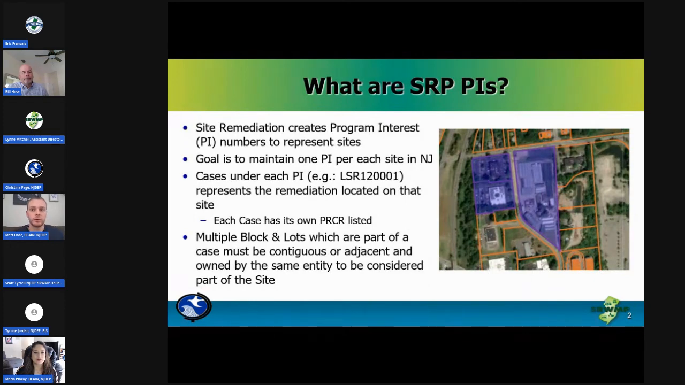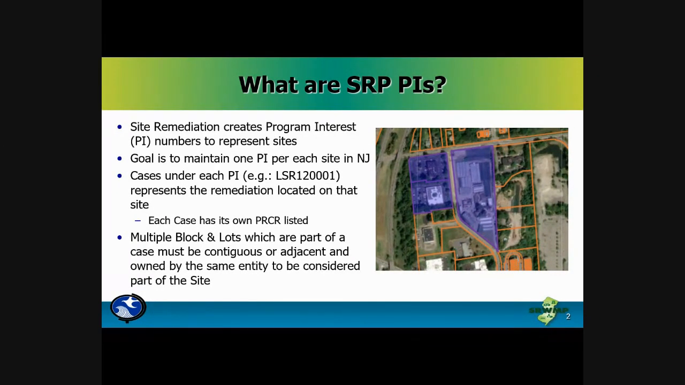So today I'm going to give you a brief overview of how we assign our PI numbers. In site remediation, PIs represent sites. They're representative locations rather than responsible parties or property owners. Our goal is to maintain one PI number per site. That PI number will contain all current and historic cases, permits, and UST registrations.